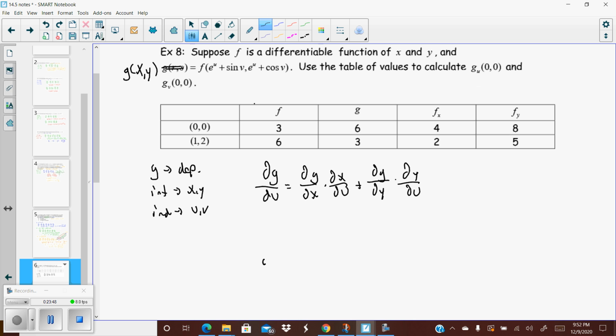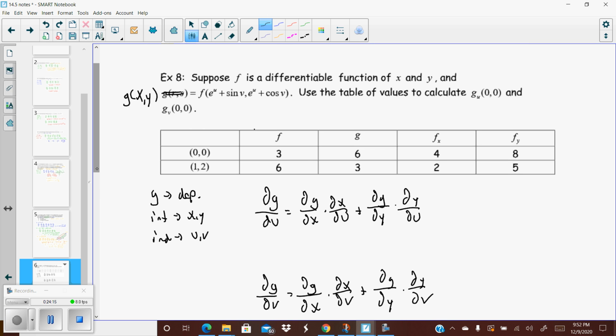And then we know we're going to have to do the partial of g with respect to v, which is the partial of g with respect to x times the partial of x with respect to v, plus the partial of g with respect to y times the partial of y with respect to v. So now we need to figure a couple of things out.